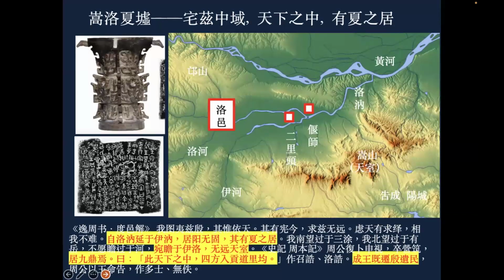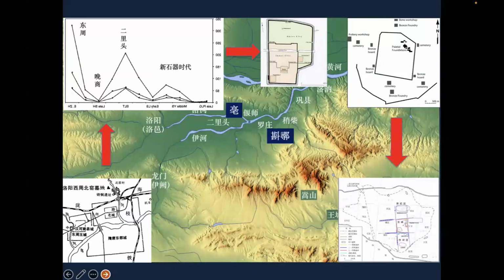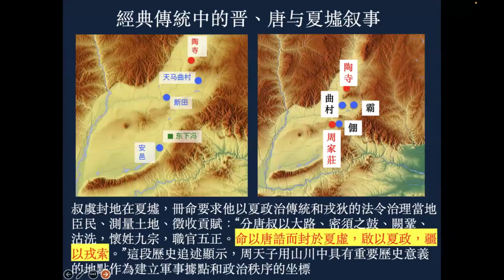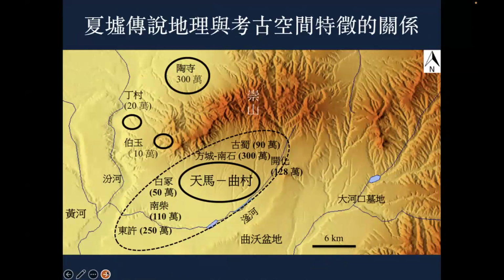And here you see the historical narrative about building the city in the name of the first dynasty. And then once you compare this chart, you can understand, here's Erlitou, here's the Zhou city, the late Shang's big gap. So the idea of the Zhou going to the old city of the first dynasty makes sense because there's no Shang legacy here. And in the Jinnan Basin, the state of Tang, granted to Lord Tang Shuyu, was discovered in the Jinnan Basin as represented by the site of Tianma-Qucun. This site is 11 square kilometers.